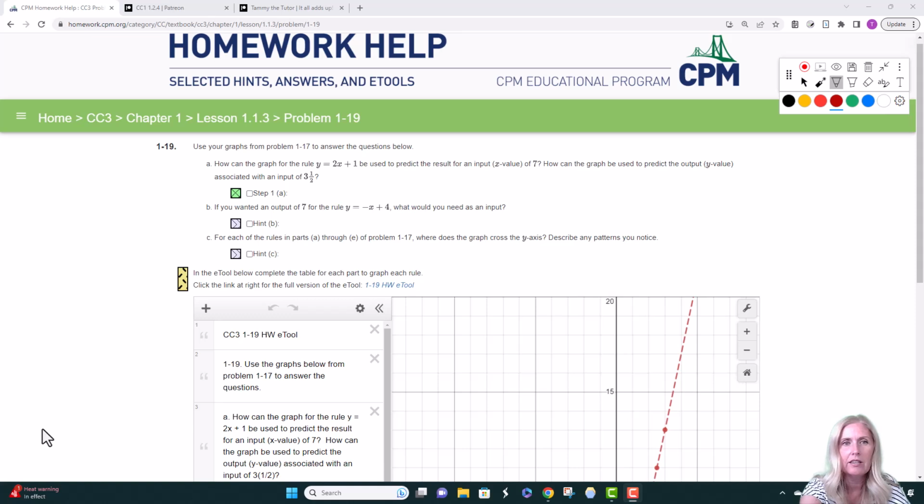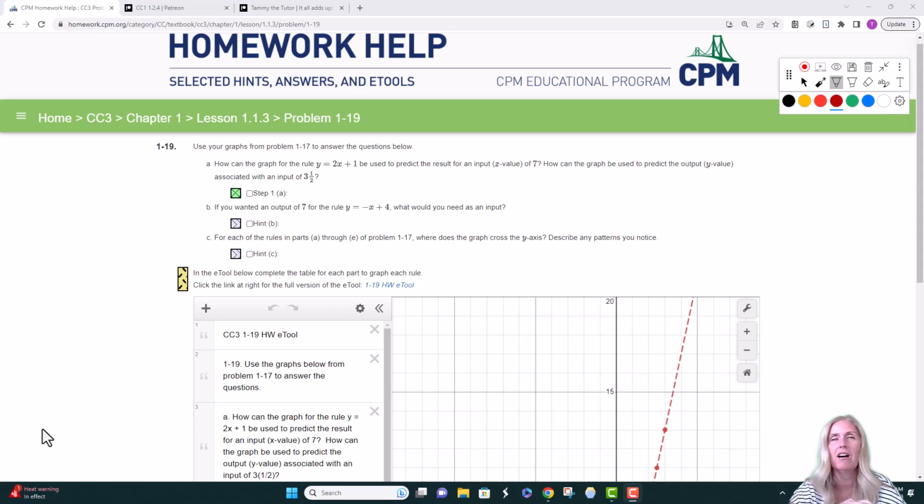But right here is what they're talking about. A says, how can the graph for the rule y equals 2x plus 1 be used, and so on. So that was the equation right there: y equals 2x plus 1. That's what you were focusing on when you were doing number 17 in class. And so we are going to work with how we can use that equation to predict the result for an input x value of 7, and how the graph can be used to predict the output y value associated with an input of 3.5.